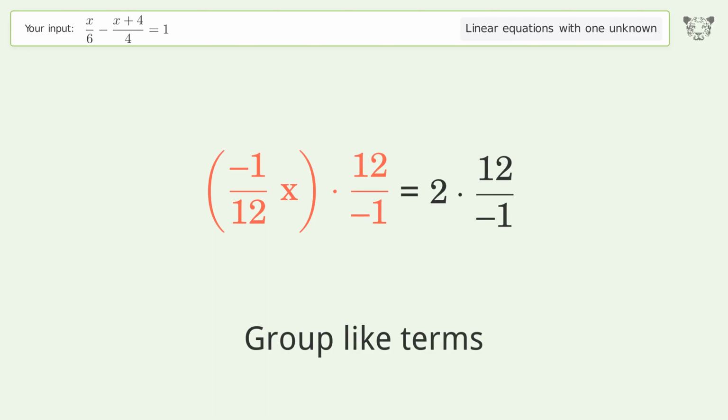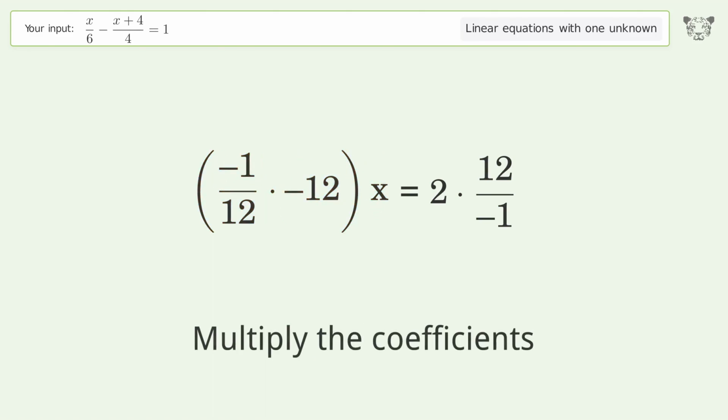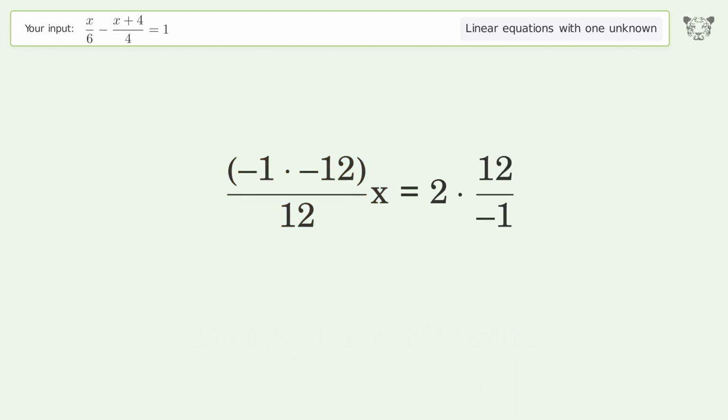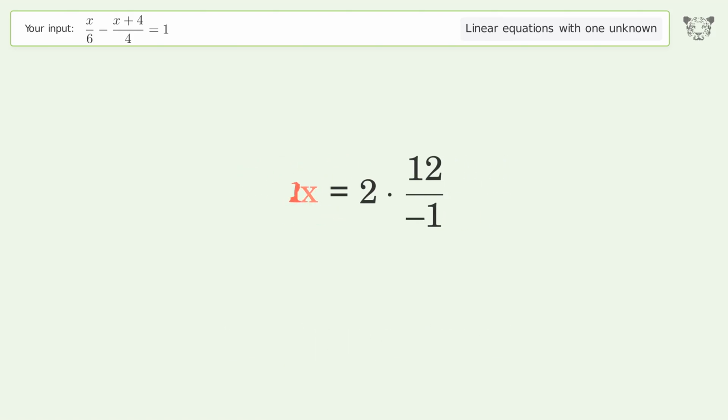Group like terms. Multiply the coefficients. Simplify the arithmetic. And so the final result is x equals -24.